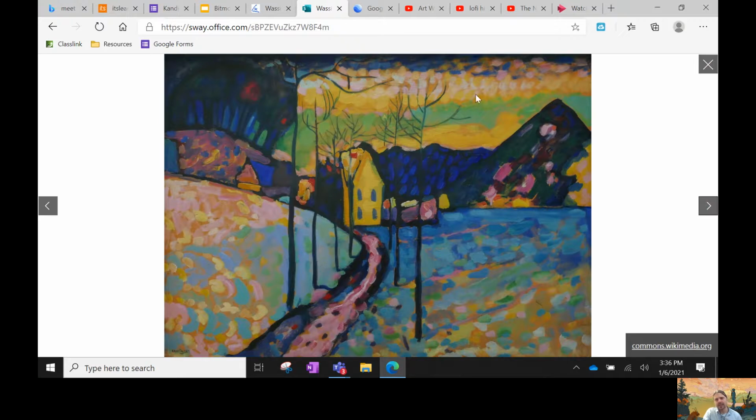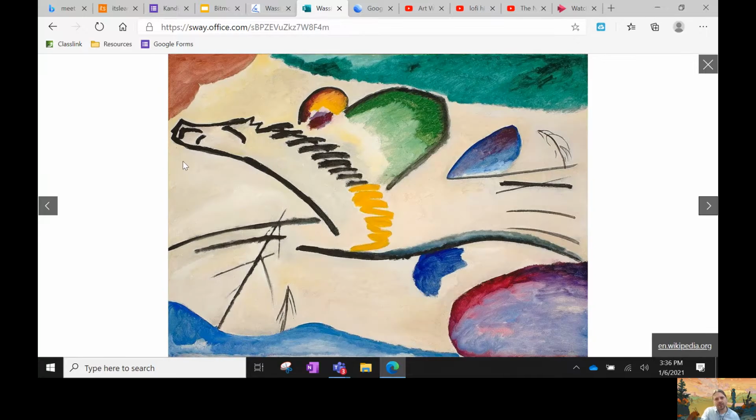What time of day do you think it is? Look at those glowing yellows. There's a house, but it doesn't look like a photograph. And this one's even more simple. Look, it's a horse. It's another blue rider. And there's the blue. There's the legs. It almost looks like it's hurtling through as it runs.